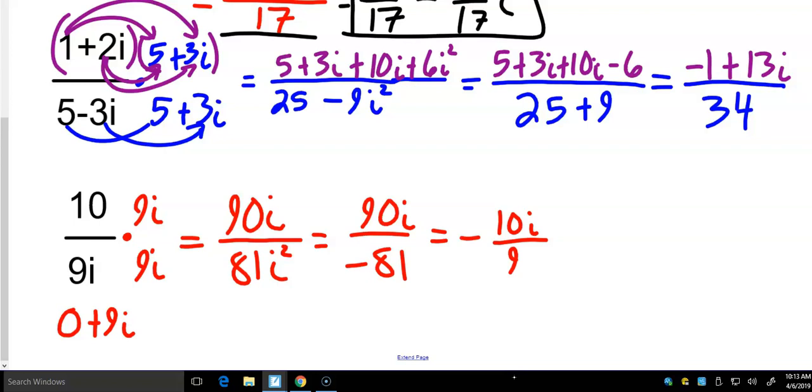And again, if they wanted the real part to this, remember the real part would be 0. So what it really looks like is this: 0 minus 10 over 9 i. So there's really what it looks like as a complex number.